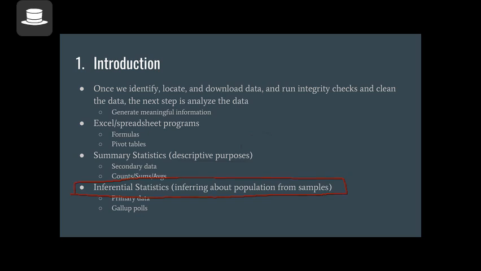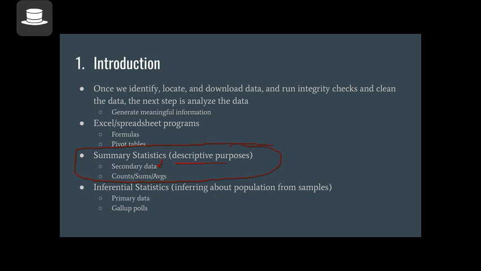Just another way to look at it: the difference between these two is that summary statistics are the statistics that you run on data that you have gained from other sources, so secondary data, if you remember. We'll look at things like counts, sums, totals, averages, and so on. So summary statistics are done on secondary data, and that's what this class is about: summary statistics or descriptive statistics.